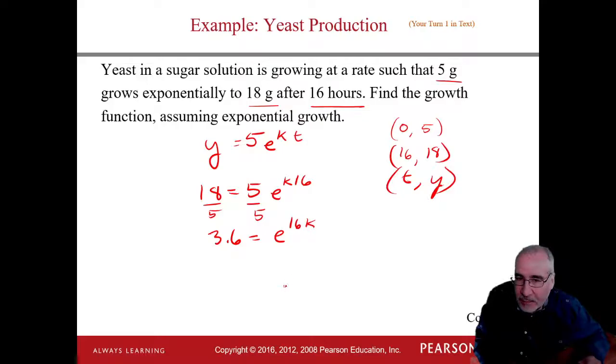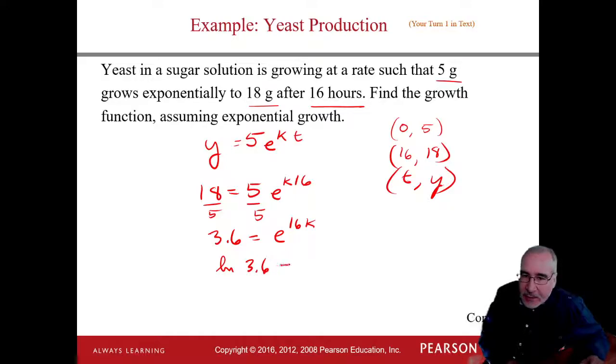One way to do this is to take the natural log of both sides. Natural log of 3.6. When you take the natural log of e, remember that's just going to be equal to the exponent. So natural log of e to the 16k is actually just equal to 16k. K, not x.